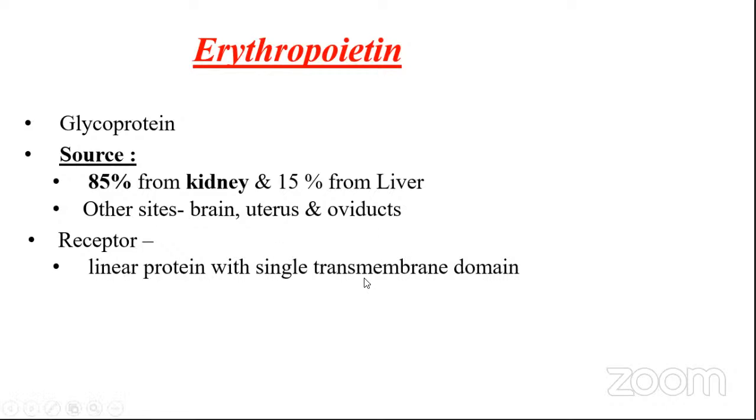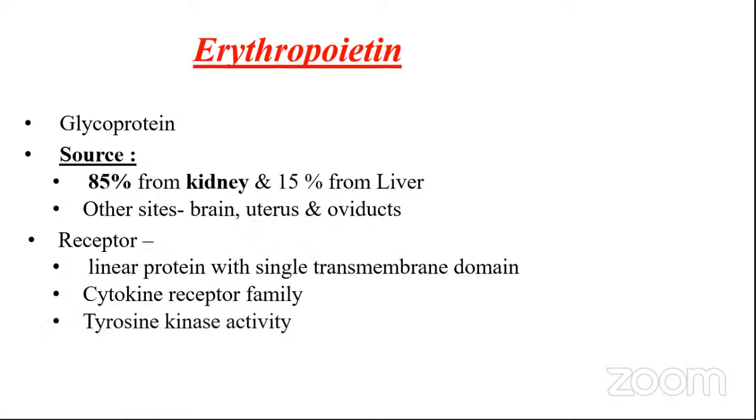Coming to the mechanism of action, that is the receptor. It is a linear protein with a single transmembrane domain. Erythropoietin mainly acts on erythropoietin receptors that belong to the cytokine receptor superfamily. This receptor has tyrosine kinase activity. Binding of erythropoietin with the receptor initiates the activation of a cascade of serine and threonine kinases that will finally lead to the activation of the JAK2 protein. Formation of this JAK2 protein and other signal proteins brings about changes in the cell functions in a similar way to that of the growth hormone.